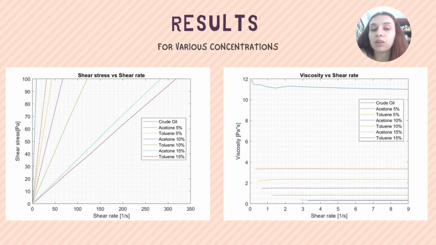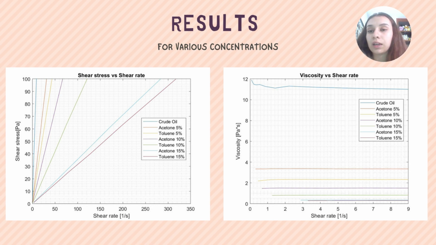This means that at a concentration of 15%, it is almost indifferent which solvent to use, since very similar viscosity values are reached. If we have to select one solvent, we will select toluene because at lower concentrations, it has lower viscosity values.